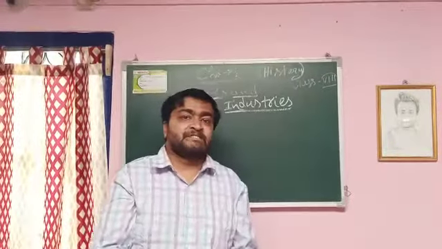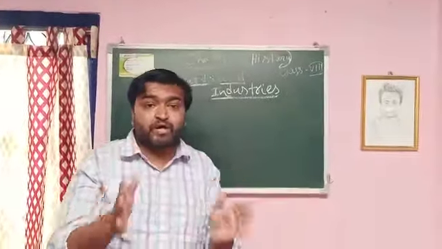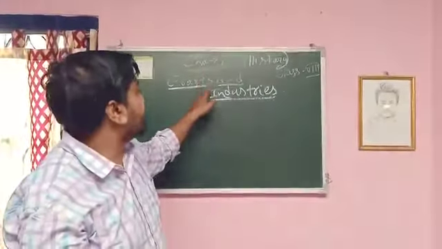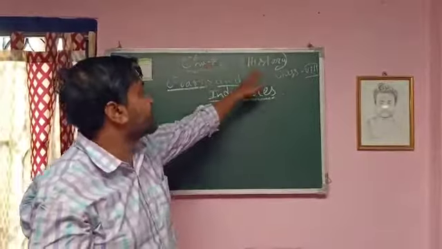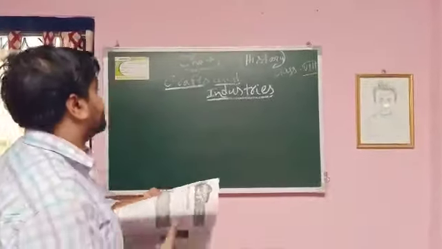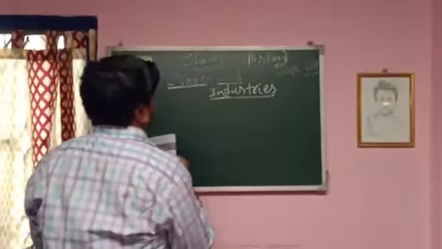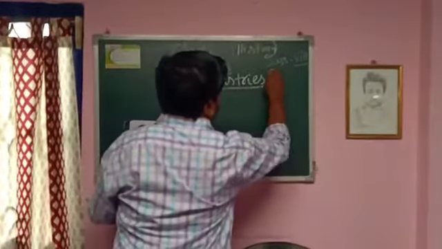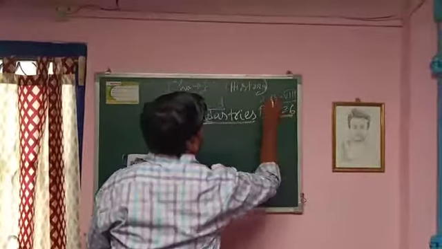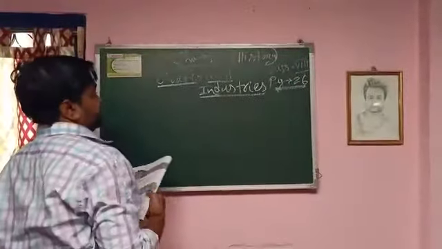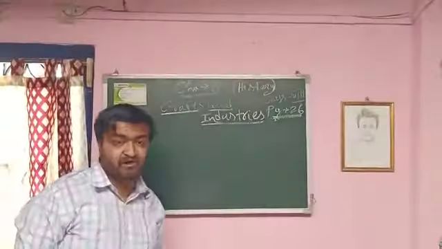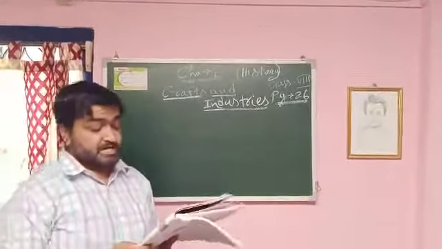So without wasting time, today I start this lesson, crafts and industries, chapter number 4, history, page number 26. Class 8 students, page number 26 in your social science book, chapter number 5, crafts and industries. What is craft and what is industries?